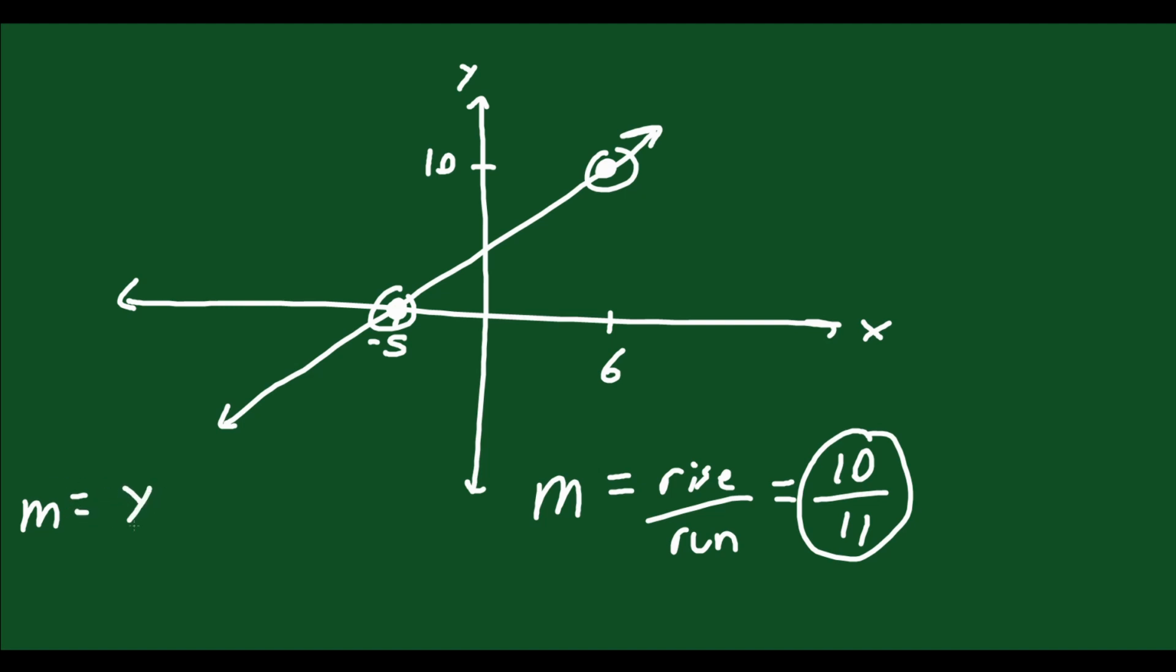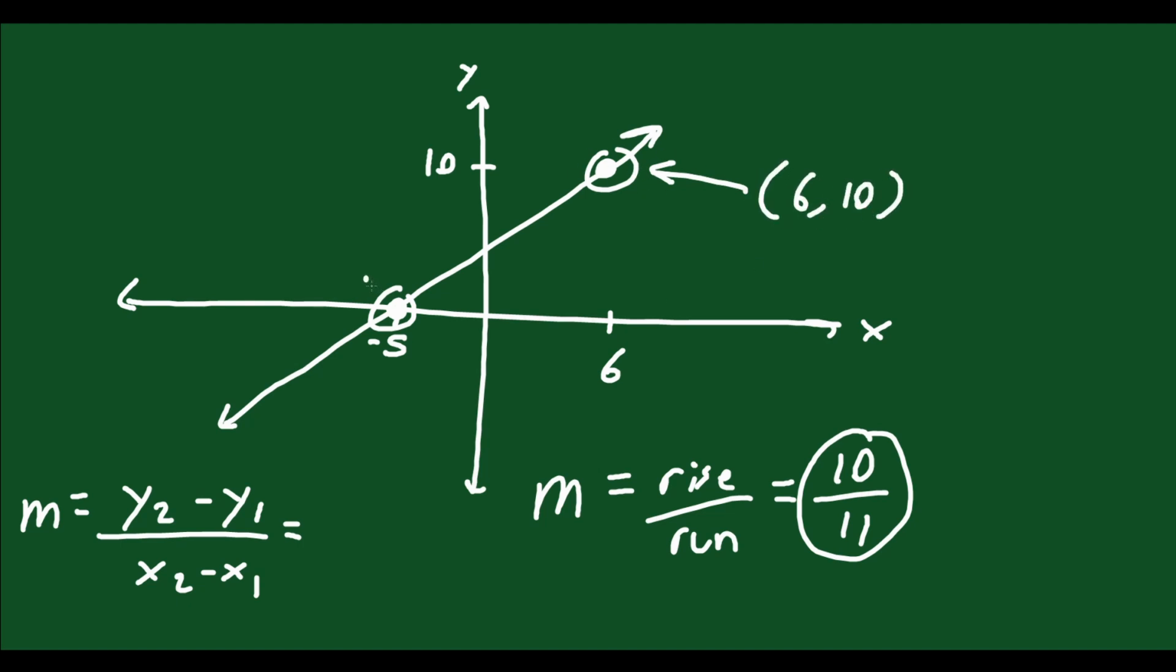Okay. Another way to do this, if you want to show the calculation, you could say your slope is equal to y2 minus y1 over x2 minus x1. This is the exact same thing as what I did here, except we're going to show the calculation. So when I say y2 and x2, what I mean are the y and x values for the second point, the point more on the right. This point here is 6, 10. This point down here is negative 5, 0. And so that's your x1 and y1 values.